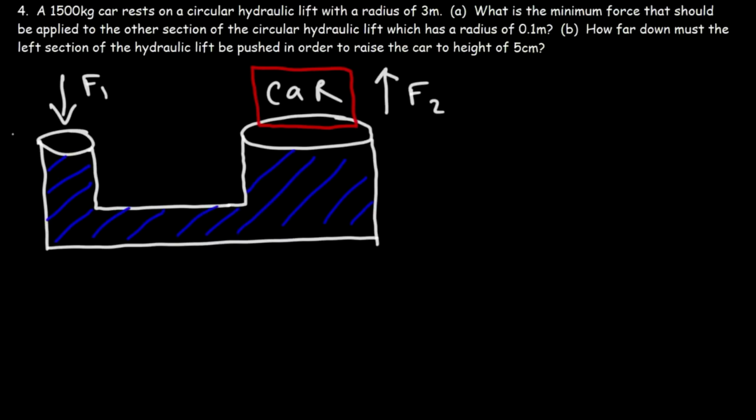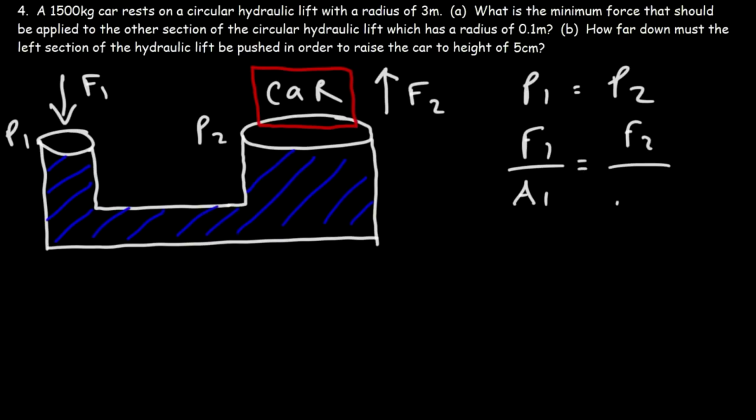Now, the pressure exerted at the left section, let's call it P1. The pressure exerted on the right section, we'll call it P2. These two pressures are equal. So we have P1 is equal to P2. Pressure is force over area. So P1 is F1 over A1, P2 is F2 over A2. Our goal in part A is to calculate F1.